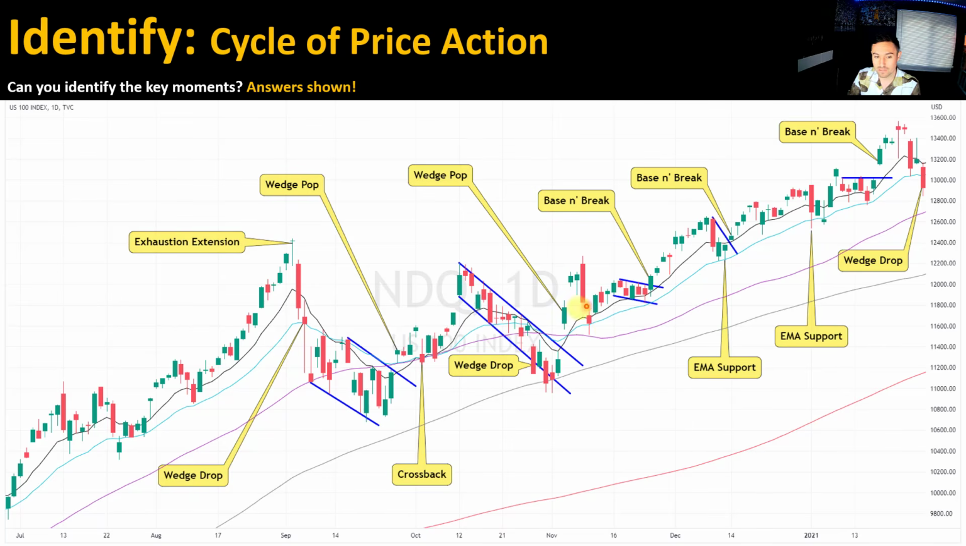Then we pull back down. This would be the EMA crossback in here. You then have a basin break in here. Another basin break. See how the market is then finding support on the 21 EMA. 21 EMA in here. Another basin break. And then a wedge drop coming through in here.